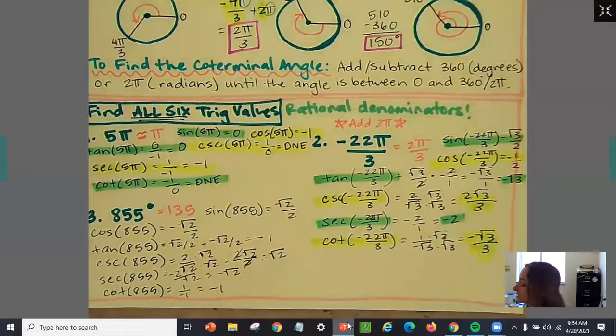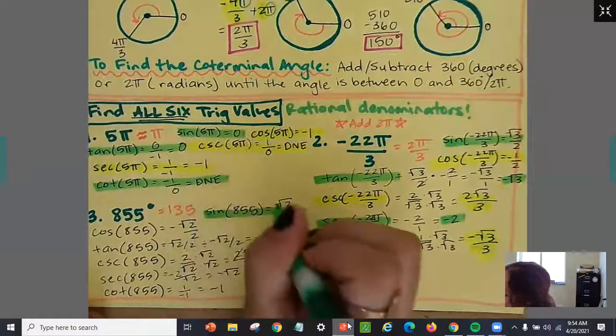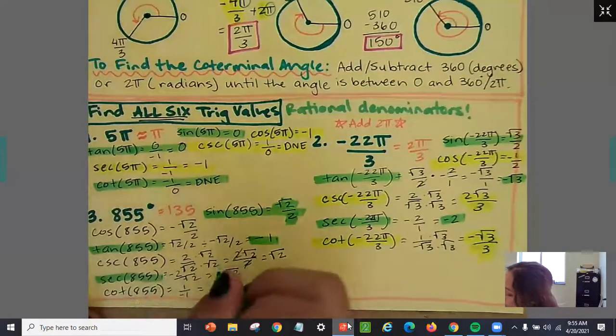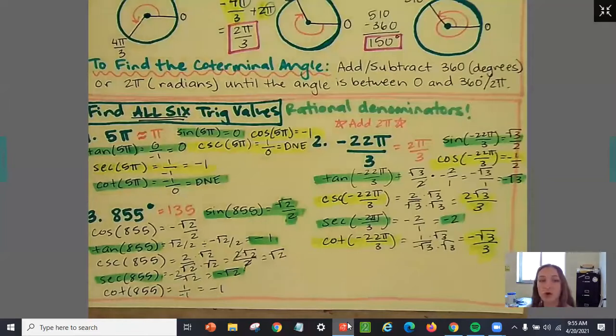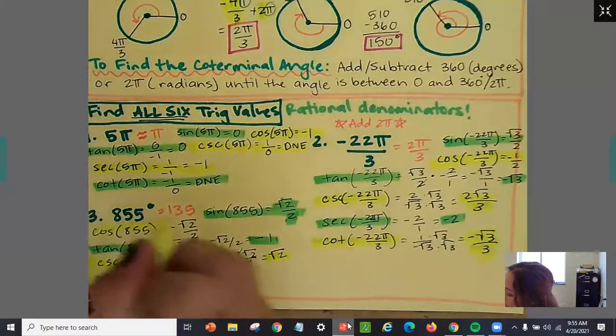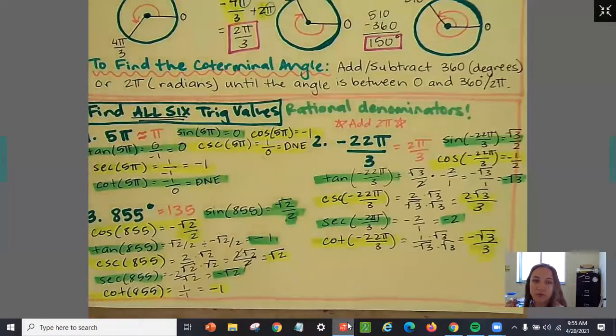Okay, let's do some highlighting so we can see clearly what is going on here. Okay, there's our sine. Here is our tangent. Here is our secant. And then for our cotangent, we have negative 1. For our cosecant, we have root 2. And for our cosine, we have negative root 2 over 2.